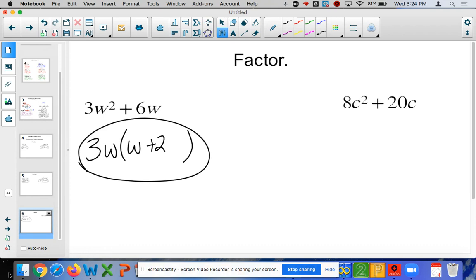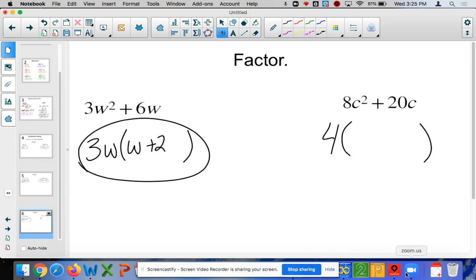Now, let's look at 8c squared plus 20c. We ask ourselves, what is the largest number that both numbers share? 2 is not large enough. Because if you factor out a 2, you can see you could factor something else out too. Could 4 work? Well, let's see. 4 times 2 is 8. 4 times 5 is 20. Can I go any bigger than that? Can I do like 6 or 8 or 10? Nope. 4 is the largest number.